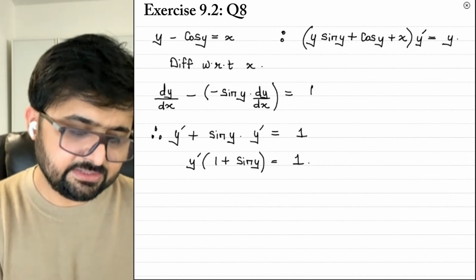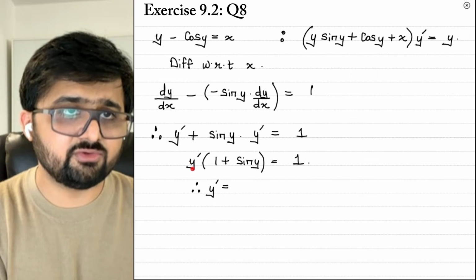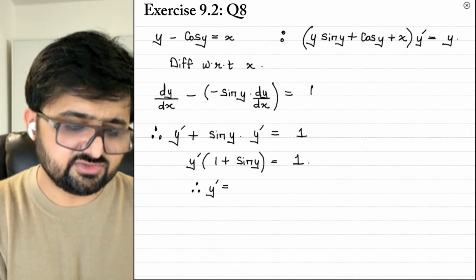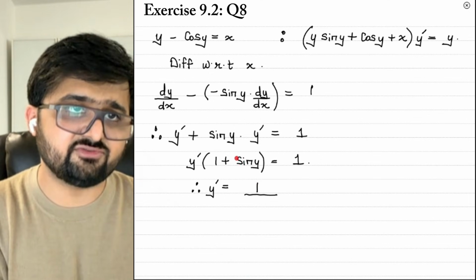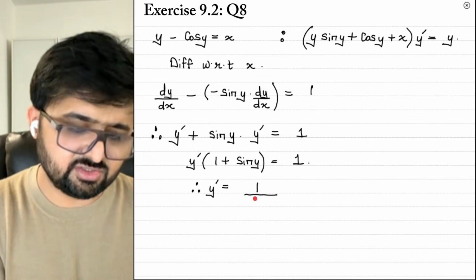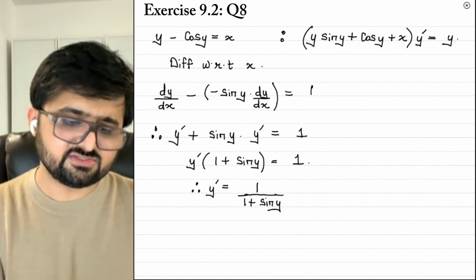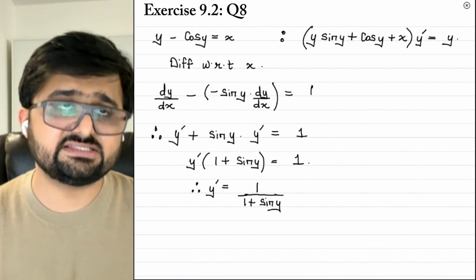Now if you want to find y dash, you can take this term in the denominator. So we get y dash is equal to 1 divided by 1 plus sin y, with this term taken in the denominator. Okay, so that's the value of y dash that we get so far. I hope that makes sense.